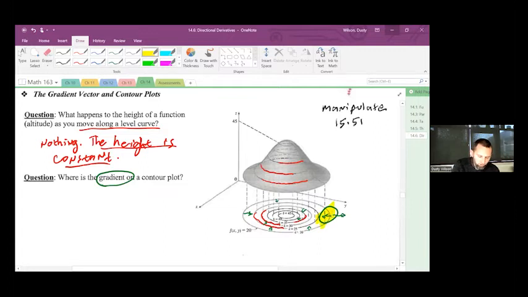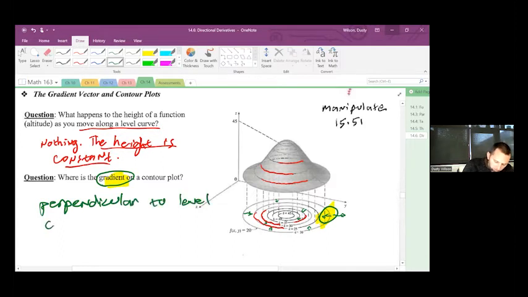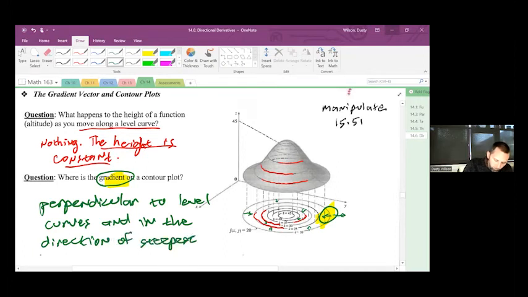And the reason is because the gradient is going to be uphill. So it's going to be perpendicular to the level curves and in the direction of steepest ascent. Ascent, that's up.